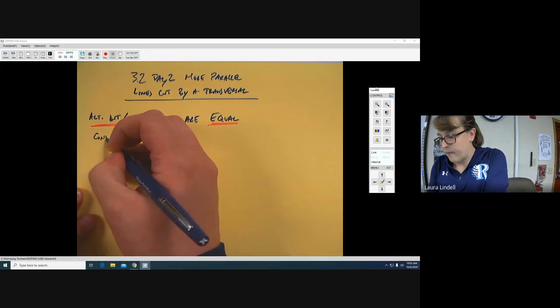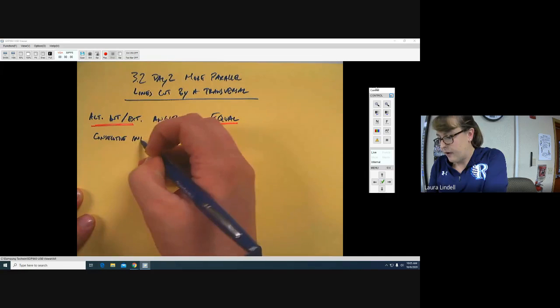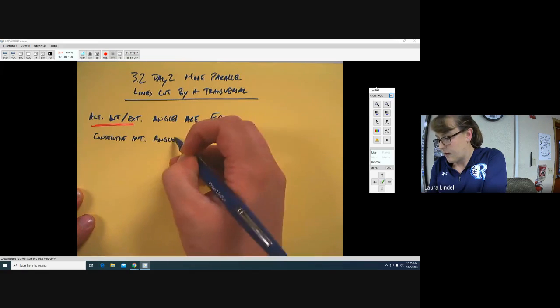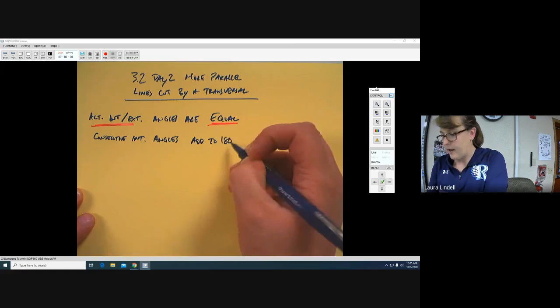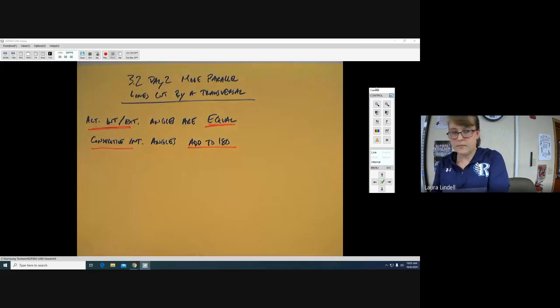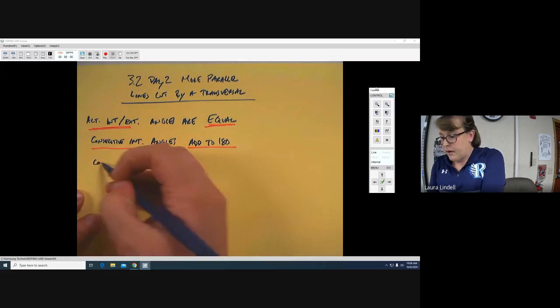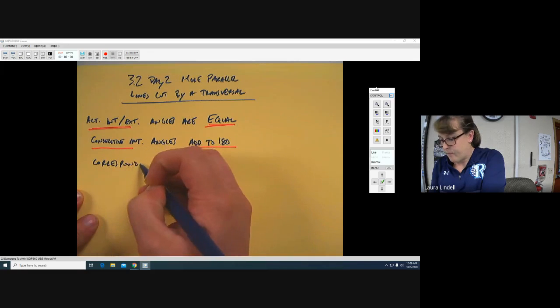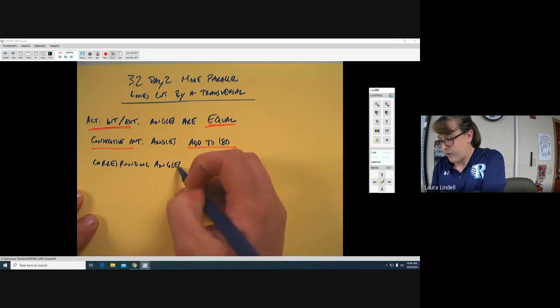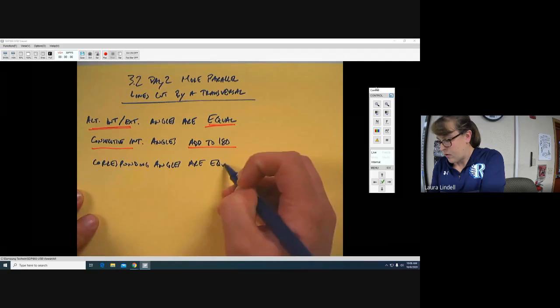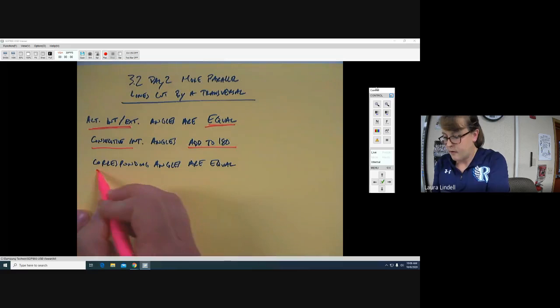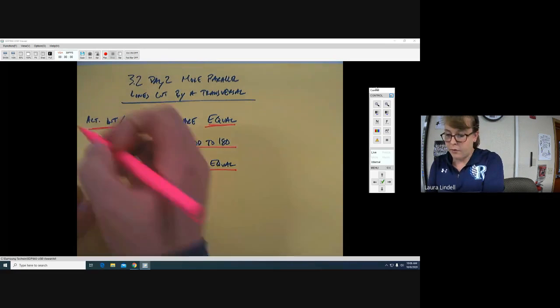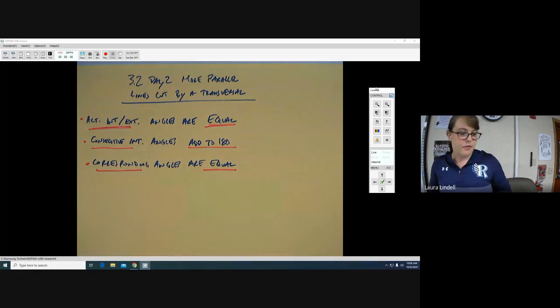We know that consecutive interior angles add to 180. We know that corresponding angles are equal. So those were our new angle relationships that we have from chapter 3. We also know that linear pairs add to 180, and we also know that vertical angles are equal. But those were some angle relationships from chapter 1 that occasionally we will still see here.